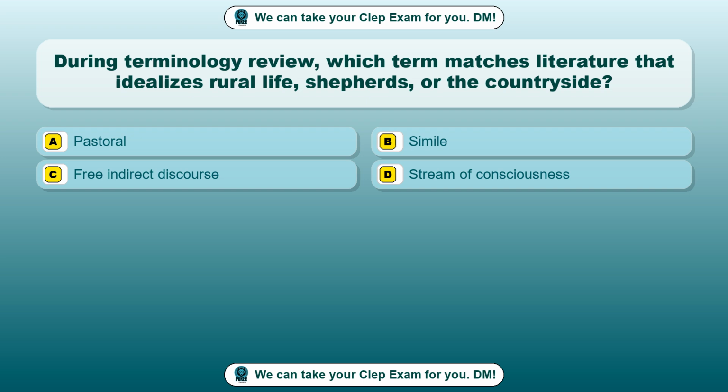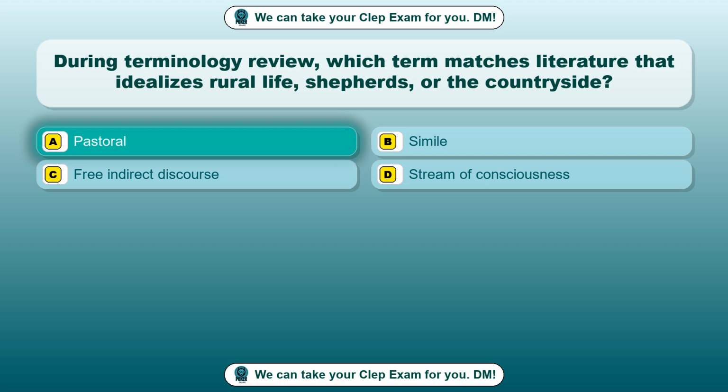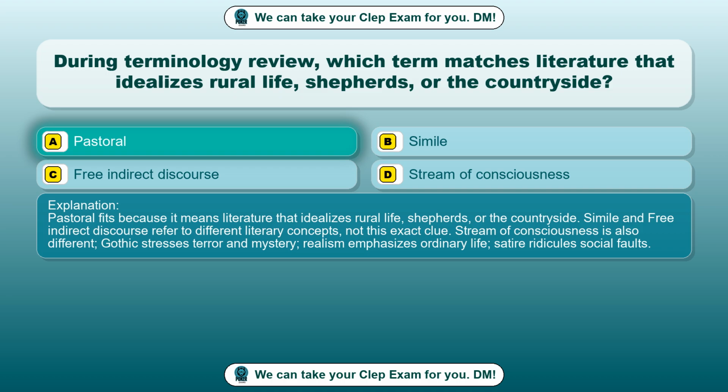Option C, free indirect discourse. Option D, stream of consciousness. The correct answer is option A, pastoral. Pastoral fits because it means literature that idealizes rural life, shepherds, or the countryside.